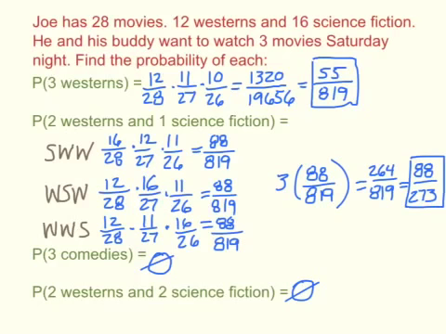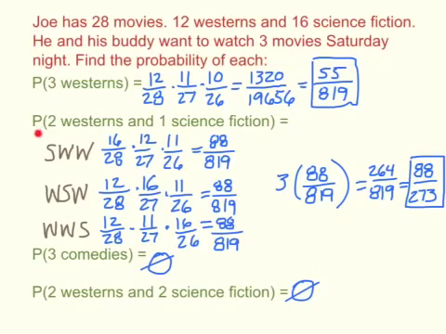So that'd be 12 out of 28 times 11 out of 27 times 10 out of 26. There's 12 to start with. When he chooses one, there's only 11 left. When he chooses another one, there's only 10 left. And he starts with 28 movies, selects one, there's 27 left, selects another one, there's only 26 left. Multiply the numerators, multiply the denominators, and reduce, and you get 55 over 819. I think it's 24 that goes into the top and the bottom.